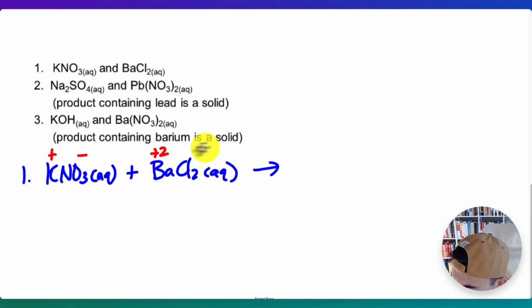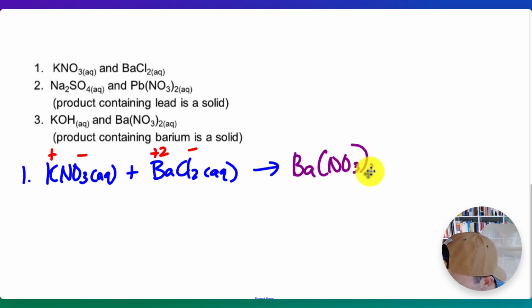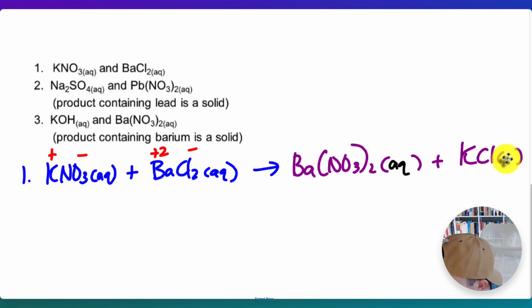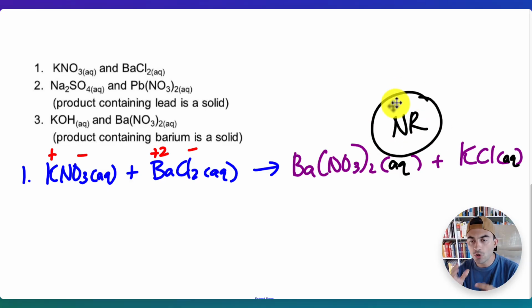Here are our charges that we're going to have to use to write the formulas. We're going to get barium nitrate, and we're going to get potassium chloride. We check the table. These are both aqueous, so no reaction occurs here. Remember what no reaction means.